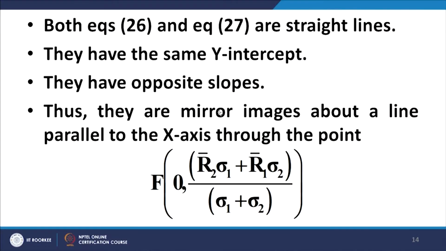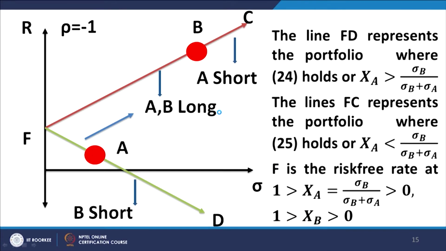So, both these two lines are straight lines, they have the same y intercept, they have opposite slopes, therefore, they are mirror images about the line parallel to the x axis through the point of intersection with the y axis. This is the pictorial representation of the portfolio possibilities curve, which now again becomes a pair of straight lines, and in this situation what we find is there are some differences.